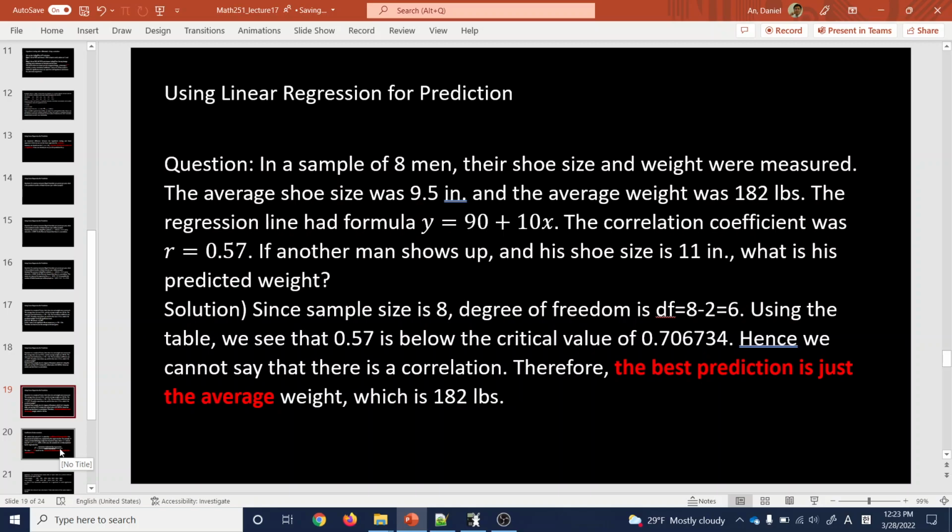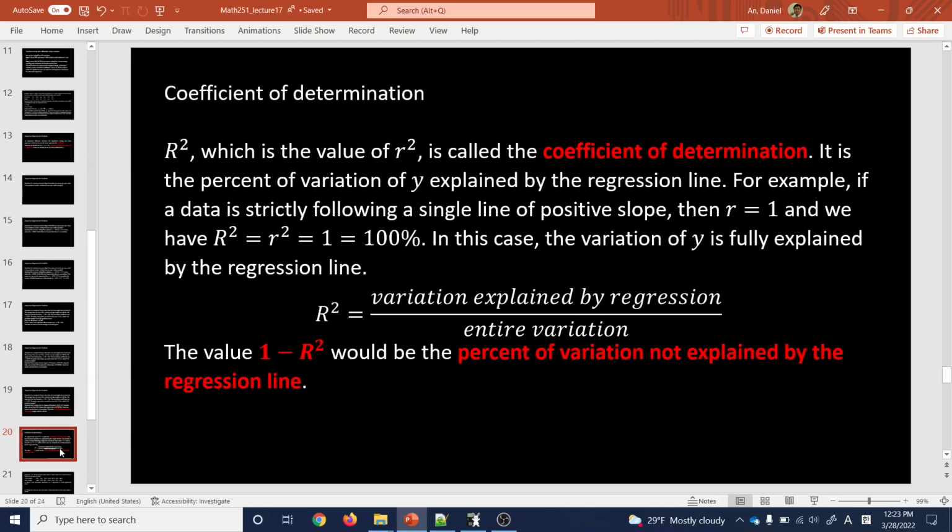Now the last topic for this unit is the coefficient of determination, R squared, which is the value of r squared, small r squared. So you take the correlation coefficient, you square it. This is called the coefficient of determination, and it is the percent of variation of y explained by the regression line. For example, if a data strictly follows a single line of positive slope, then r would be 1, and r squared would be 1 squared, which is 100%. Yeah, in this case, the variation of y is fully explained by the regression line.